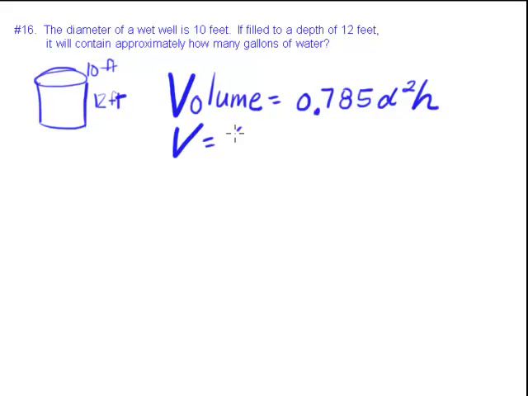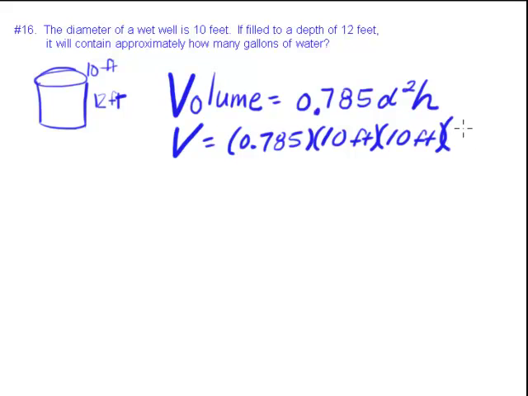Volume is equal to, and I'm going to put this in parentheses, 0.785 times the diameter squared. And what this little squared thing means is that I need 2 of them. So let's go get 2 of them. So the diameter is 10 feet, so I'm going to put that in there once. And I'm going to put it in again. We need 2 of them because it's squared. Okay, so it's the diameter and the diameter. And now I also need the height of the water. The height of the water in this tank is 12 feet.